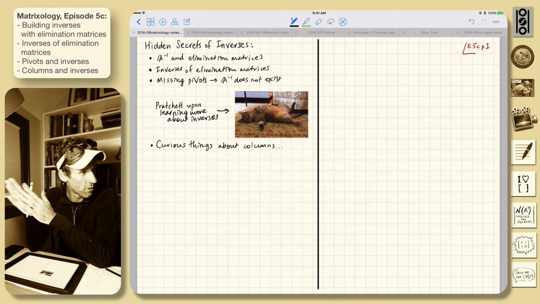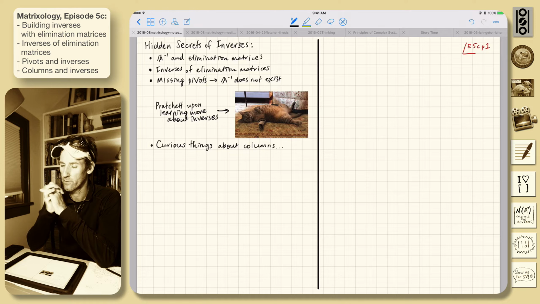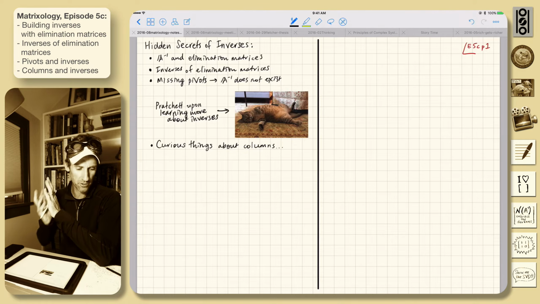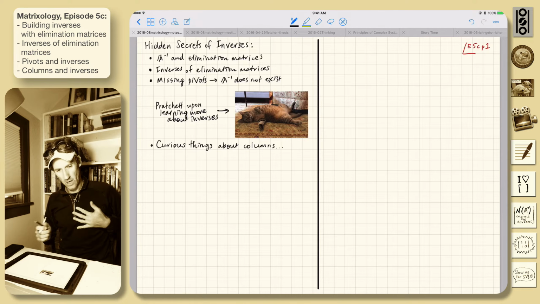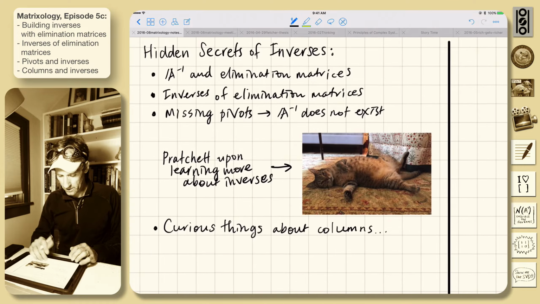All right, welcome back. So we know that row operations, these powerful tools we have, can give us the inverse of a matrix A, which we desire so much with our heart. All right, so a couple of things.